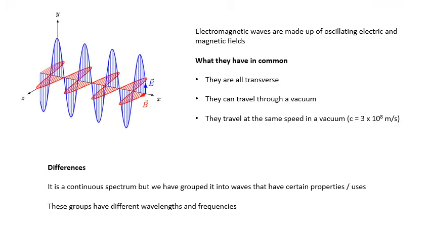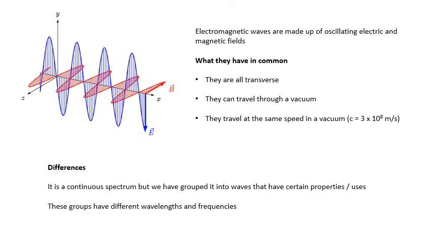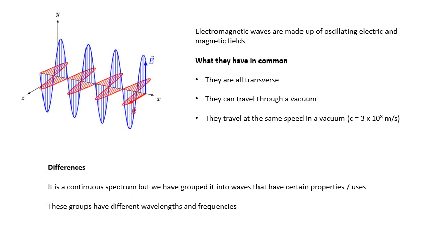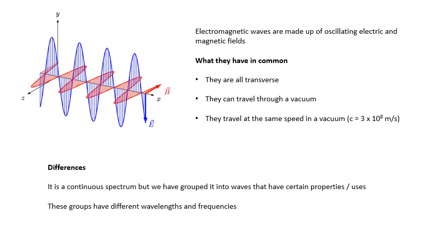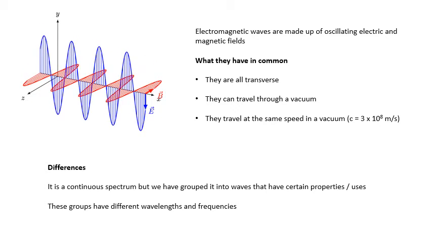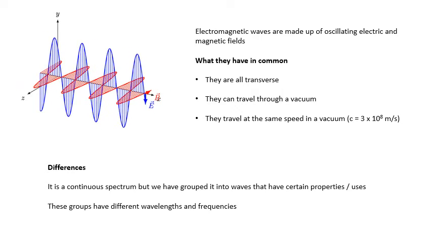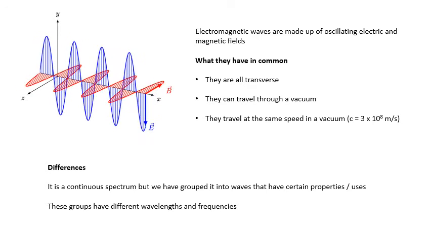Now, what is an electromagnetic wave? You don't really need to know this, but it's interesting. It's basically an oscillating electric field and an oscillating magnetic field. If you do A-level physics, you'll learn more about it. What you do need to know is what they have in common.